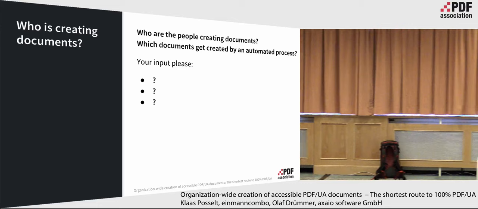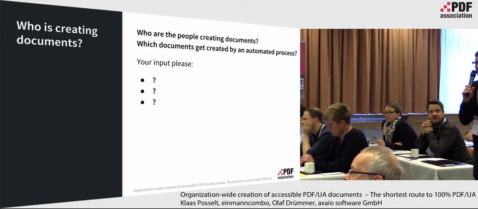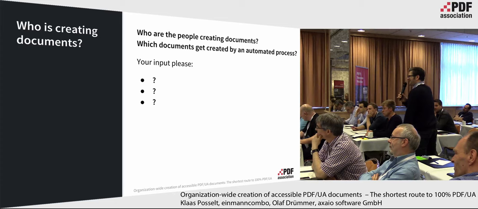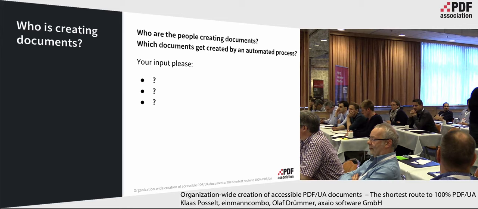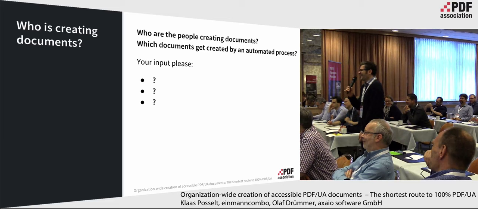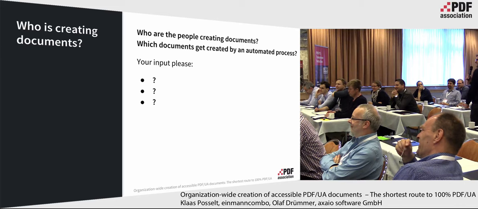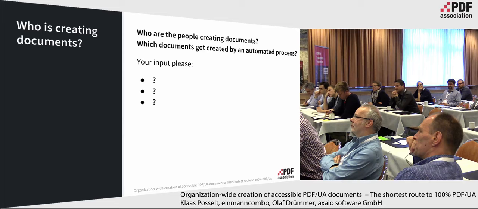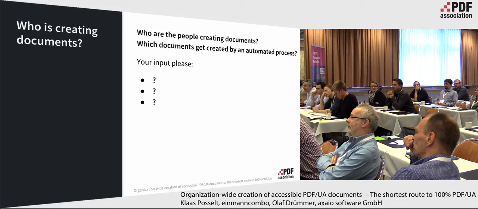Accountants, for example. Salesmen. Customers. Secretary. Just give Olaf some time to write it down. Lots of lawyers. Think about an insurance company. Machine generated, yes. It doesn't have to be a person, it can be done by a machine. But who is teaching the machine to generate the document? Teacher.